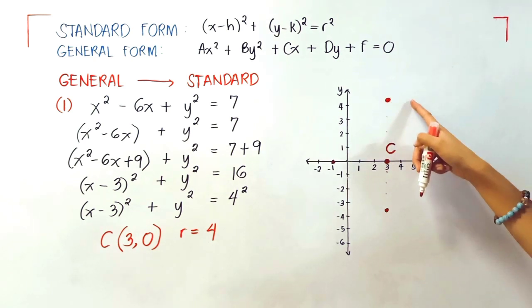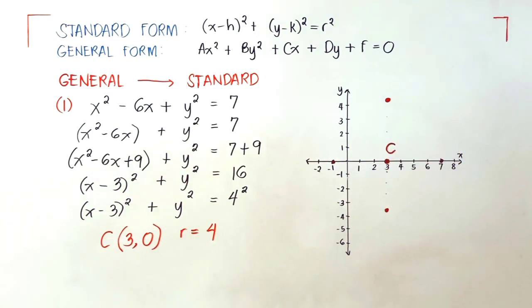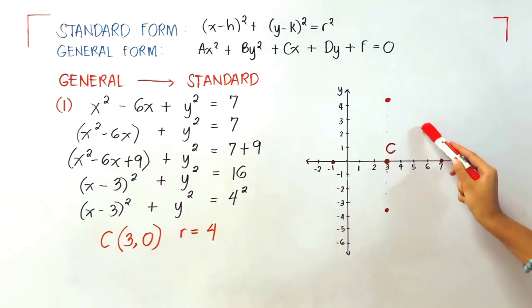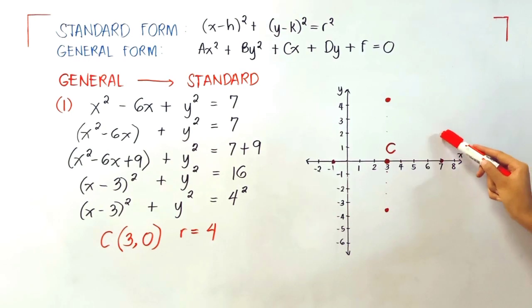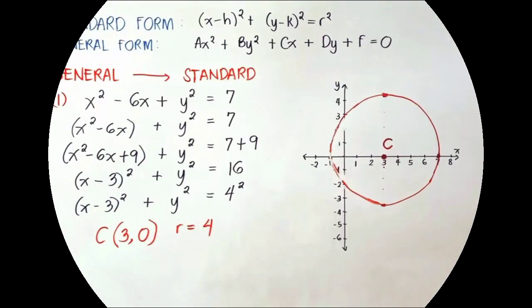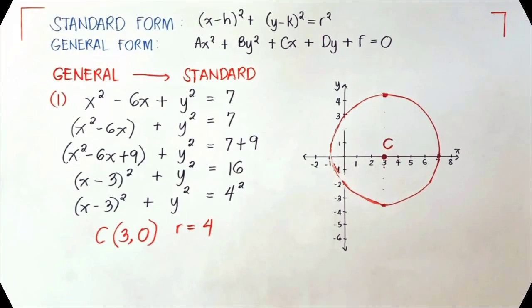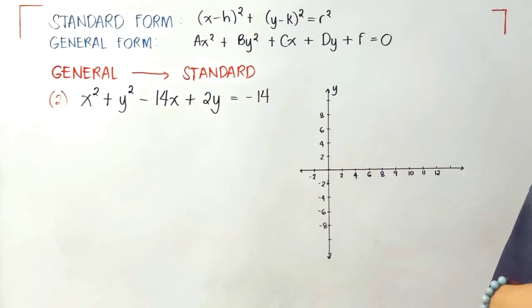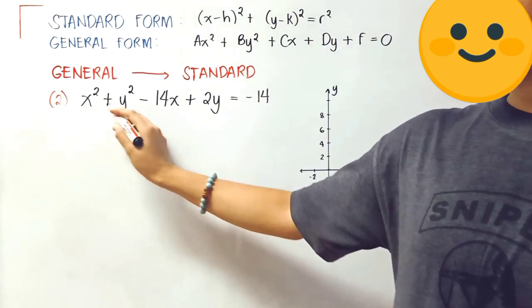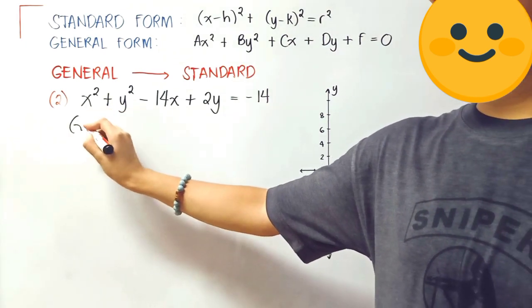Now these 4 dots here are all points of the circle. So we'll just use those dots to create our circle. Here's our circle. Let's now proceed to problem 2. Again, our first step is to regroup all of the terms with the same variable.